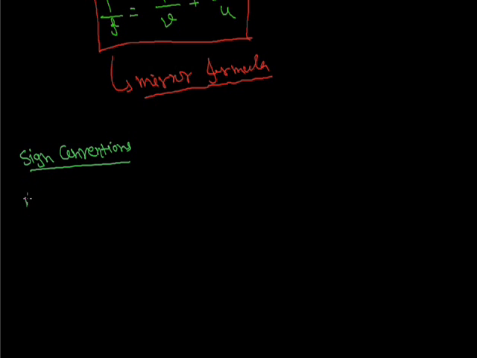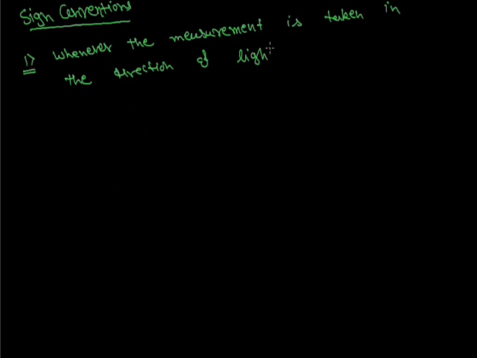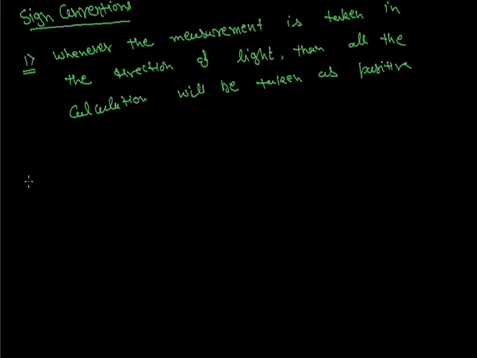Sign convention. The first sign convention states that whenever the measurement is taken in the direction of the ray, in the direction of light, then all the calculations will be taken as positive. And the second one is this.